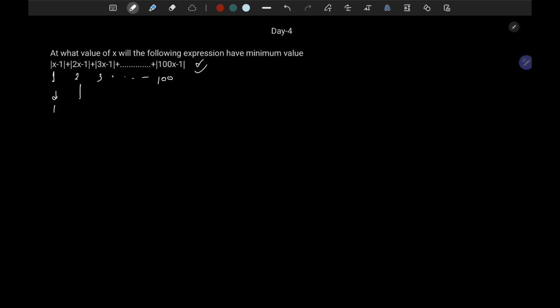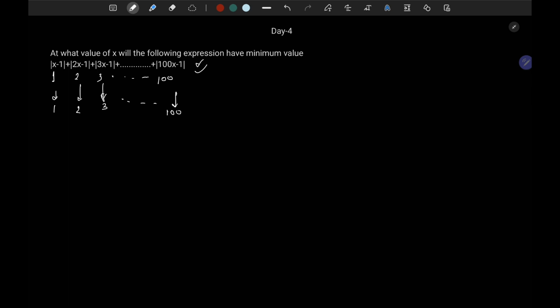This is your first term, this is your second term, this is your third term, and we go up to 100 mods. So you would say, yes, we have an even number of modulus, and according to you we would have a curve with a flat bottom, and within the range of the two middlemost values we could have the minimum value of this function.